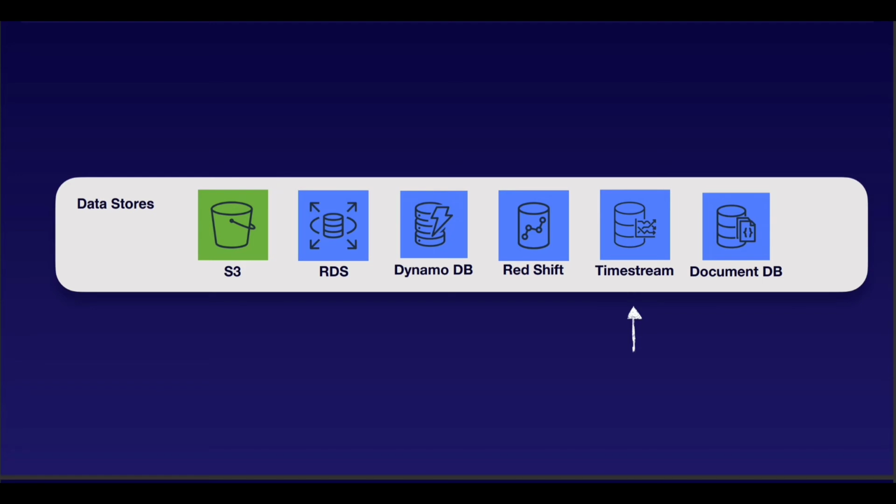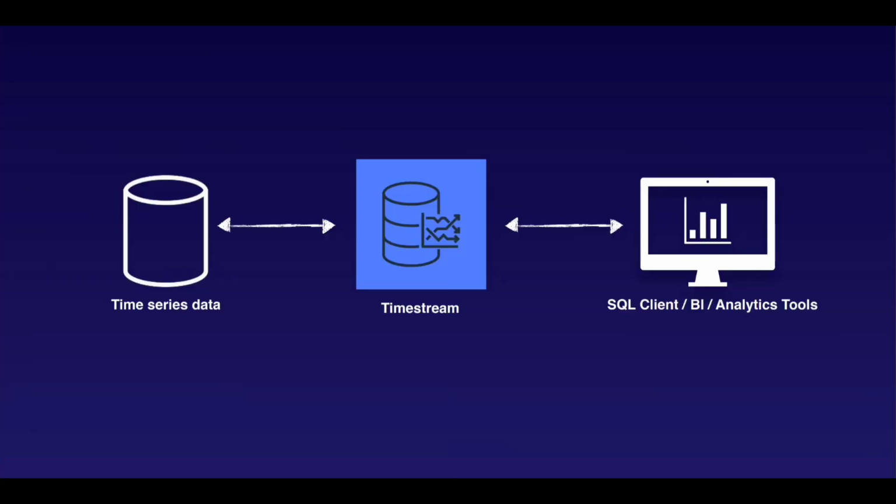Amazon TimeStream is a fully managed time series database service, and it allows you to plug in business intelligence tools and run SQL queries on your time series data. And the last data store that we will discuss is DocumentDB.